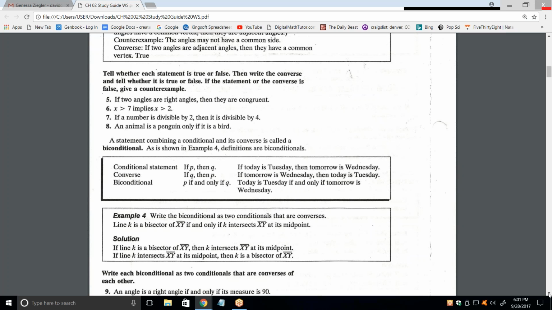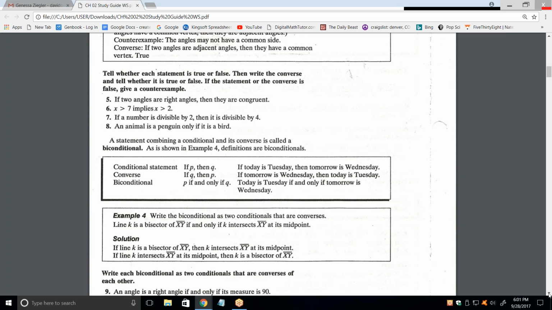True. Okay. And what's the converse? How would you state the converse of this? If two angles are congruent, then they are right angles. Okay. Is that true or false? That's false, because they could be 30-degree angles, and they could still be congruent, but they wouldn't be right. Okay. If the statement or the converse is false, give a counterexample, which I just did without reading it.